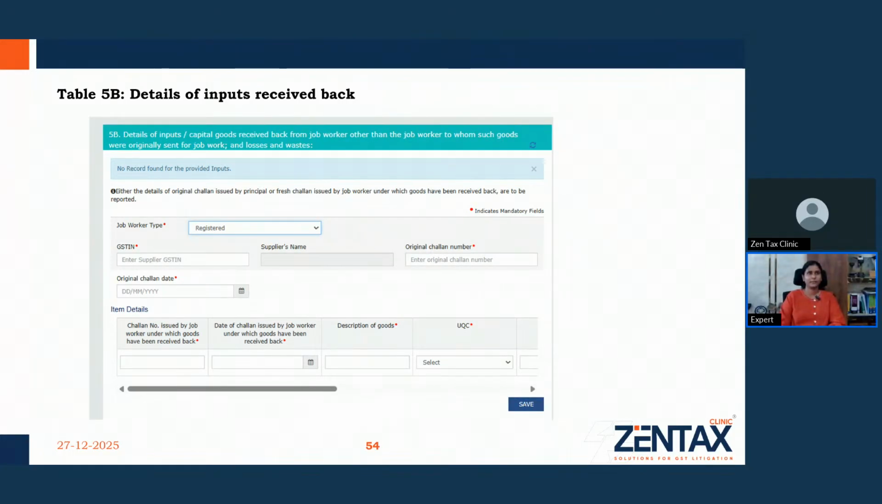In table 5B, we need to give details of inputs or capital goods received back from a job worker other than the job worker to whom such goods were originally sent for job work. So if it is received back from any other job worker other than the person to whom we have originally sent the goods for job work, those details have to be mentioned here. Here also, if the person is a registered person, the mandatory fields have to be entered. If the person is an unregistered person, we need to enter the state under which the person is operating.